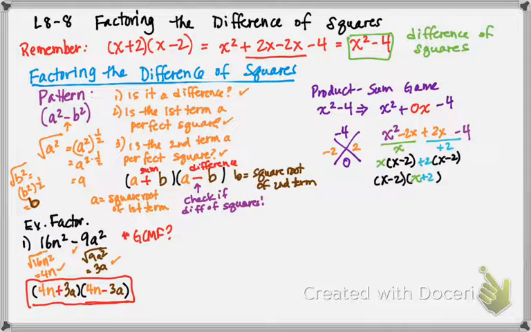All right, let's do a second one. b to the fourth minus 16. Okay, so is it a difference? Yep, meets that criteria. Can I take the square root of b to the fourth? Yeah, half of 4 is 2, so I get b squared, so that works. Can I take the square root of 16? That equals 4, so yeah, that works.